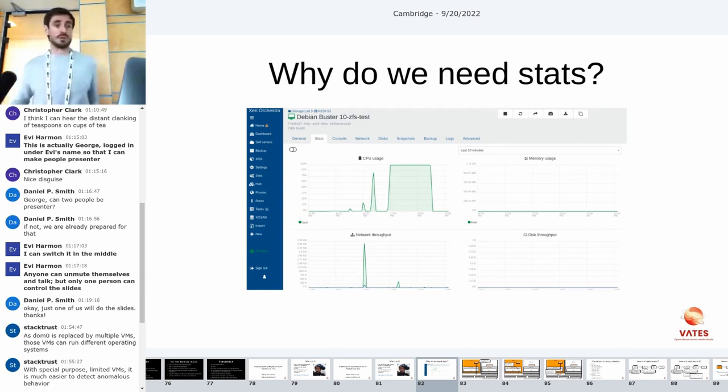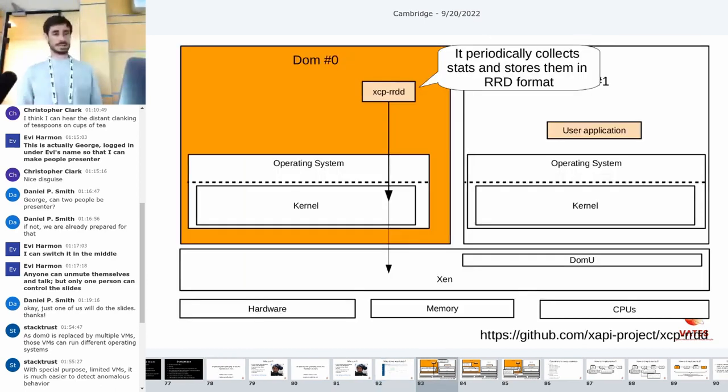The first question you can ask is, why do we need stats? For example, here you have a screenshot of Xen Orchestra, and you have a graph, like the CPU usage. In general, stats help you understand how well a VM behaves in terms of, for example, memory usage, CPU usage, or throughput in the network or the disk. And the question is how these counters are obtained, and this is what I'm going to talk about next.